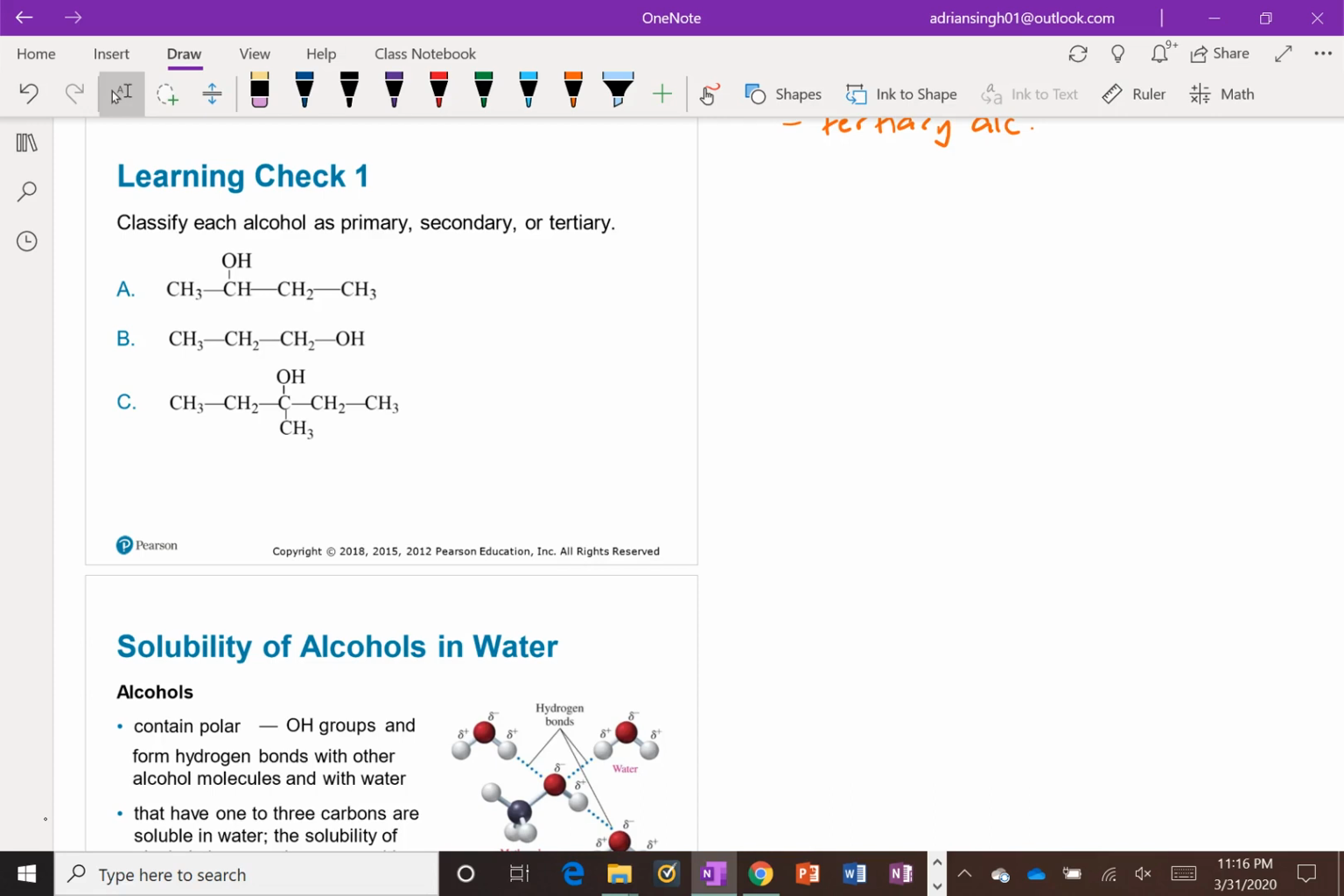So let's take a look at a couple of examples. We'll take a look at maybe just a couple of these. So this is our first one here. Let's look at A. Find the OH first and identify the carbon that it is directly connected to, which is that one. And how many other carbons is that carbon directly connected to? Well, we have one carbon here and we have another carbon on the other side. So that carbon, this one right here, is directly connected to 2 other carbons. So we would say then that it is a secondary alcohol.